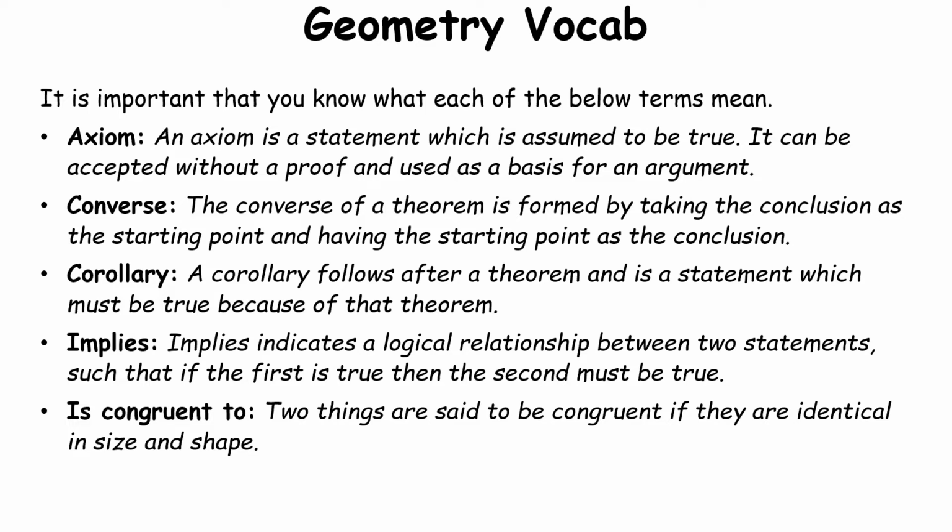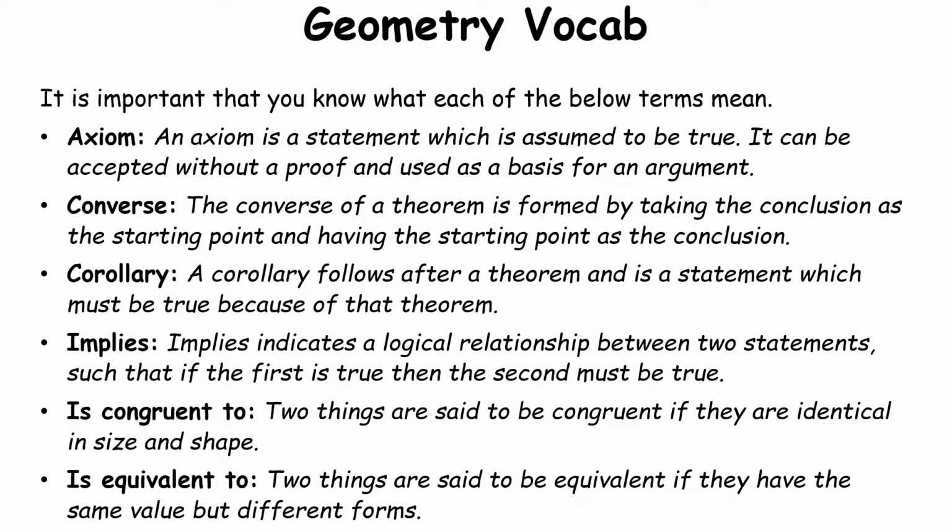We're going to look at congruent in a lot more detail because on the Junior Cert course we specifically looked at congruent triangles, so that will be covered more in the second geometry video on triangles. Is equivalent to. So two things are said to be equivalent if they have the same value but different forms.